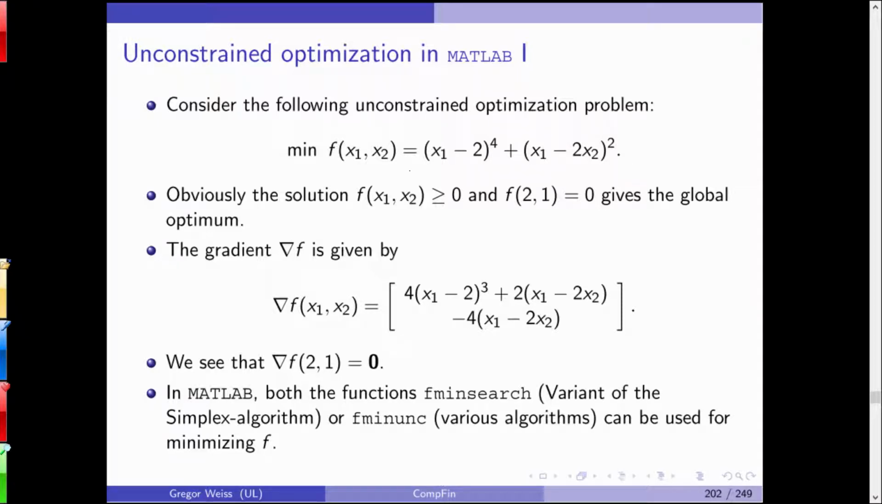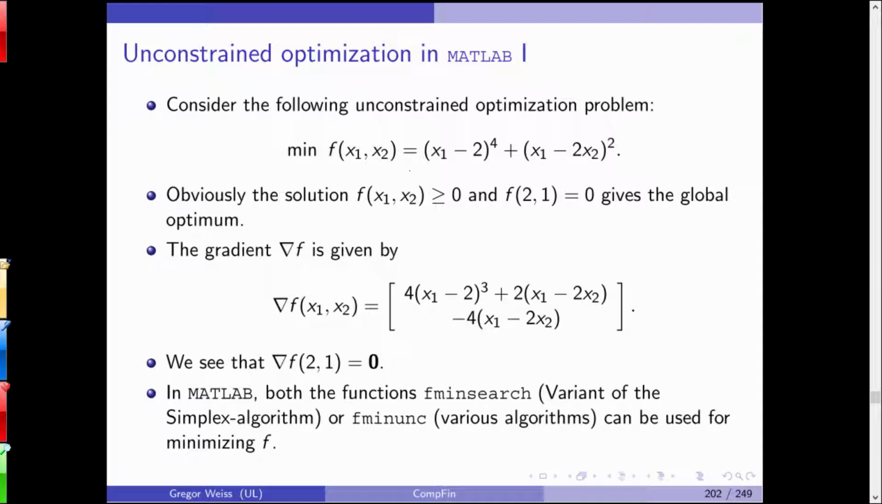Okay. Now we want to minimize the following very simple function. F of x1, x2 equals (x1 minus 2) to the fourth plus (x1 minus 2) times x2 squared. And obviously you can see the solution is given with 2, 1. If you insert 2 and 1, you can see that the function is 0.